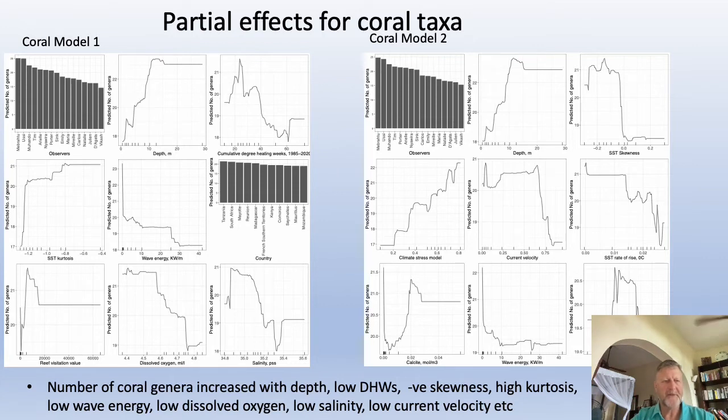Diversity is maximized at about 10 meters depth. Cumulative degree heating weeks has sort of a hump-shaped relationship, maximized at a modest 20 cumulative degree heating weeks, and there are a number of other variables that indicate negative effects of skewness and very high kurtosis, but also effects of dissolved oxygen being higher diversity, and low dissolved oxygen, low salinity, and low current velocity as important variables.